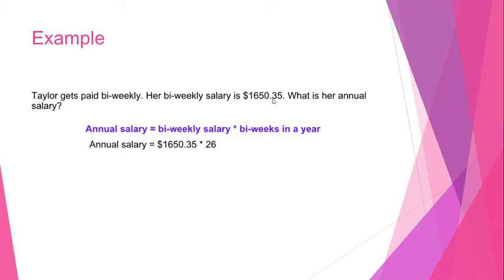So our practice problem, now that you've had a chance to try it: Crystal gets paid semi-monthly. Her annual salary is $53,000. What is her semi-monthly salary? Her semi-monthly salary equals her annual salary divided by the semi-months in a year. So we're going to take her annual salary of $53,000 and divide by the semi-months in a year, which is 24, because you're getting paid twice a month. 2 times 12 is 24 paychecks in a year. And her semi-monthly salary, what she's going to get paid twice a month, is $2,208.33. That would be Crystal's semi-monthly salary.